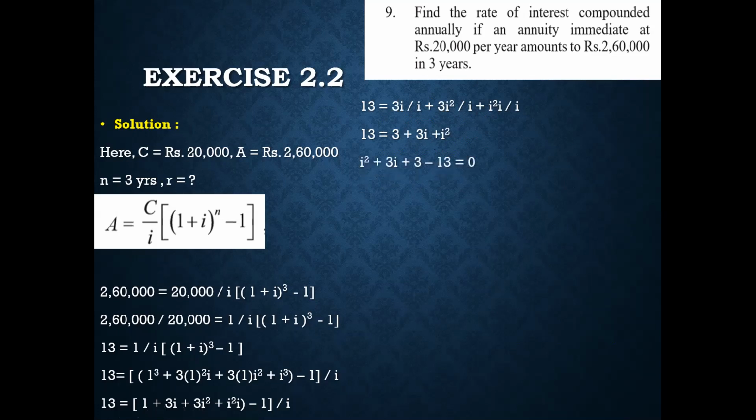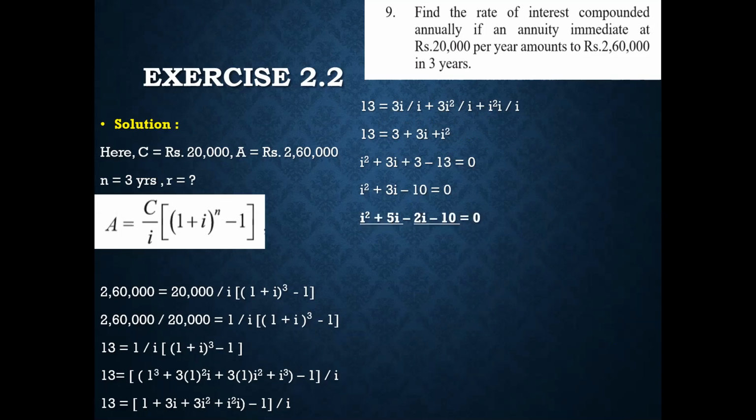Now you can take 13 to that side. So I have arranged it in the form of a quadratic equation. I square plus 3I plus 3 minus 13 is equal to 0, which gives you I square plus 3I minus 10 is equal to 0. Now you can solve this by two methods. Either you can split the middle term and find the factors, or you can also solve it by the formula method, that is, minus b plus or minus square root of b square minus 4ac upon 2a. Use whichever method you feel comfortable with.